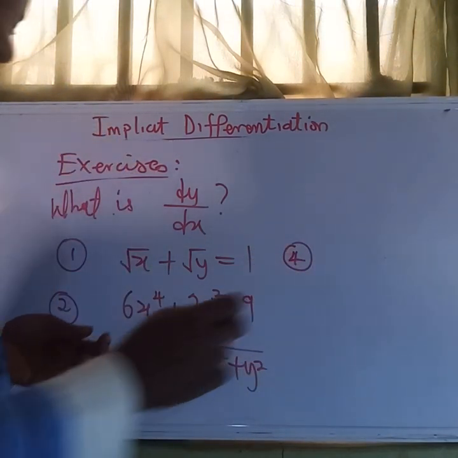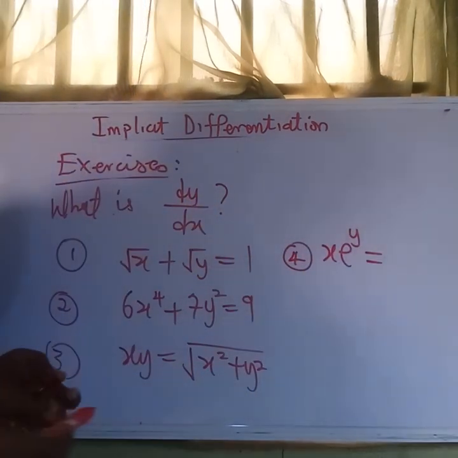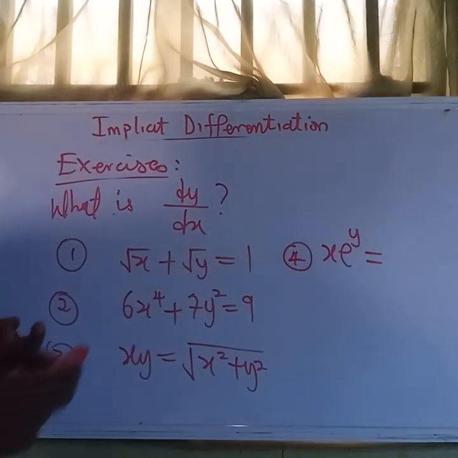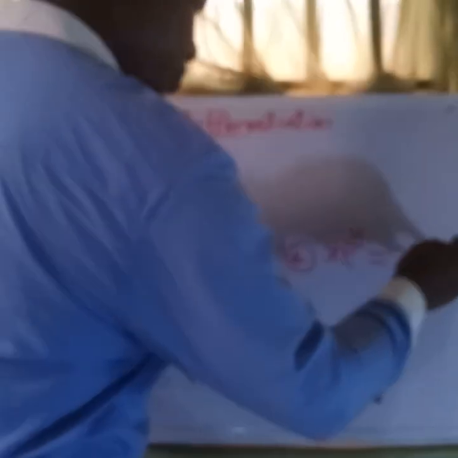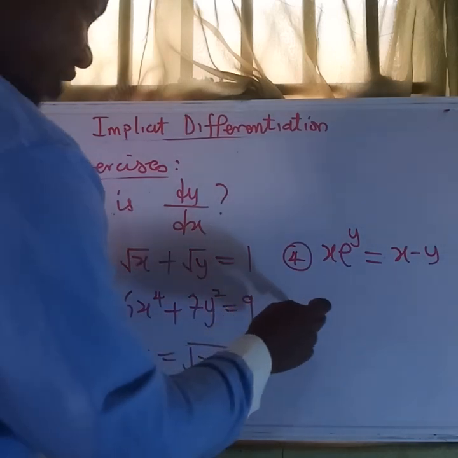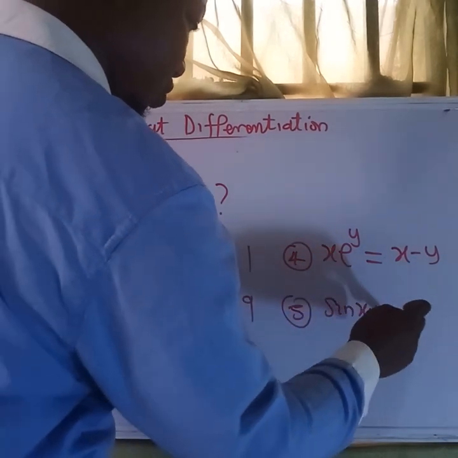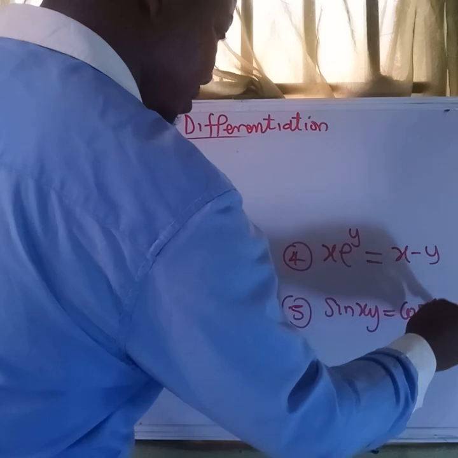Just be very careful when you are doing this, because you have to understand the concept very well for the approach. So let's make it 5: sine of xy equals cos(x + y).